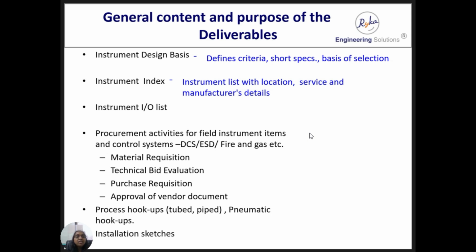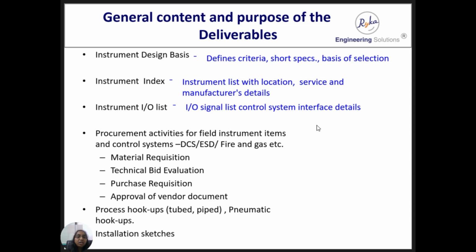This instrumentation index is prepared for the site contractor. This is also used by other people, like piping, who may refer to the instrument index to understand how many instruments are there, or any interdiscipline engineer can refer to it. Instrument IO list is the IO signal list with the control system interface details.